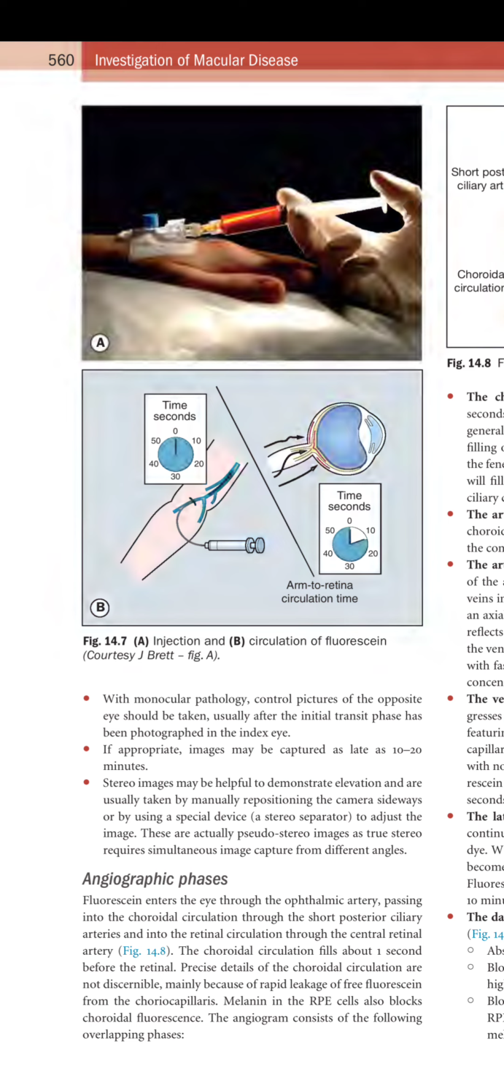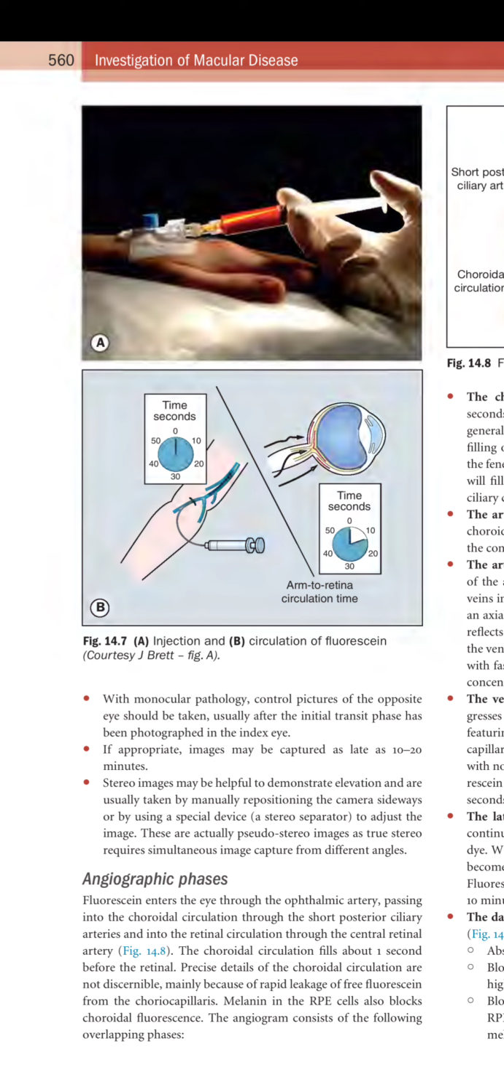Stereo images may be helpful to demonstrate elevation and are usually taken by manually repositioning the camera sideways or by using a special device, a stereo separator, to adjust the image. They are actually pseudo-stereo images, as true stereo requires simultaneous image capture from different angles.